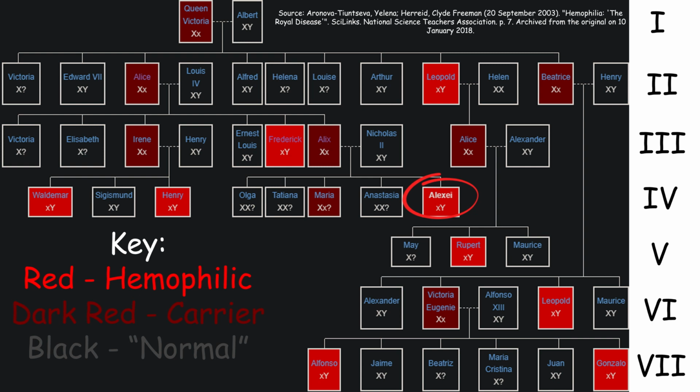Anyway, this is an admittedly incomplete pedigree of Alexei Nikolaevich, tracking his hemophilia back to his great-grandmother, Her Majesty the Queen, Victoria. That is all, folks.